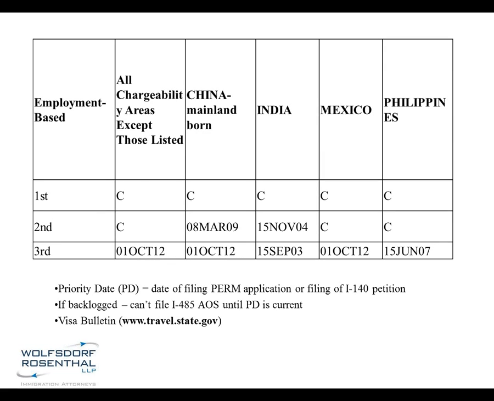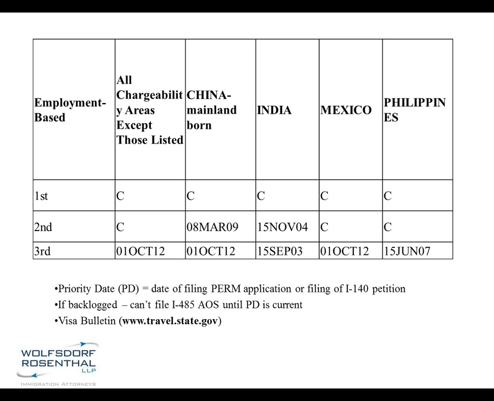So whether or not you're able to concurrently file depends on this little chart right here, which is called the Visa Bulletin. I'm only showing the first 3 preference categories in the employment-based section. There's actually 5, but we won't be touching on those. And when you have that letter there, C, which means current, that means you can currently file.